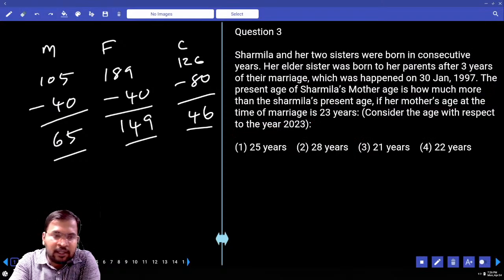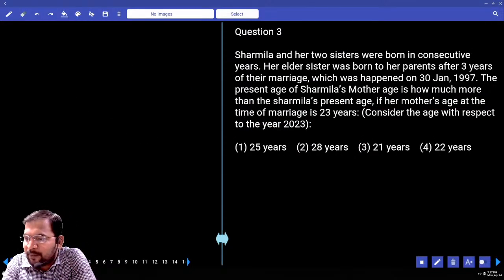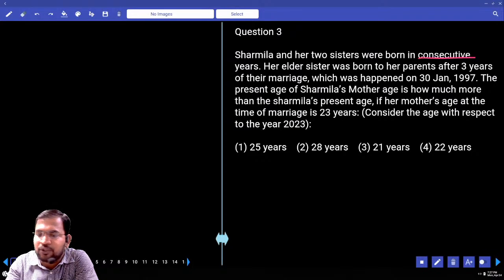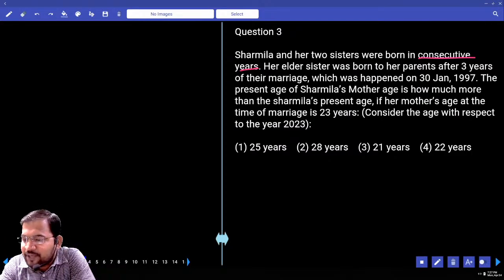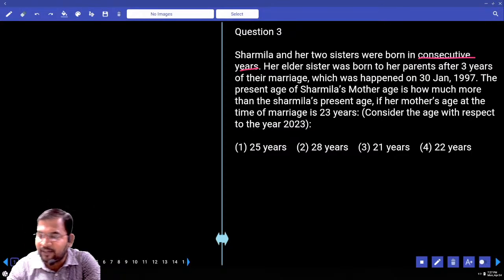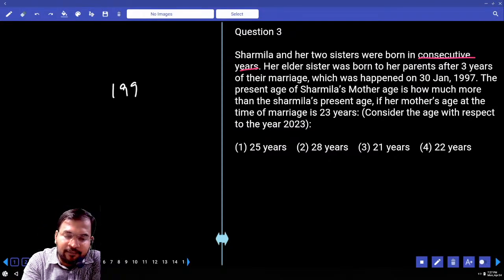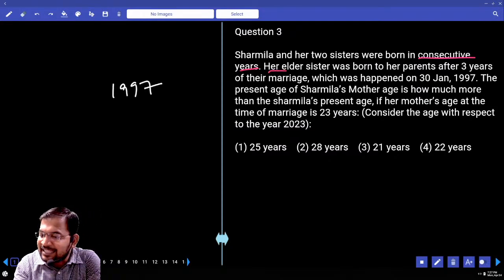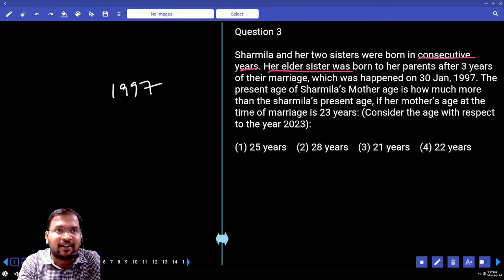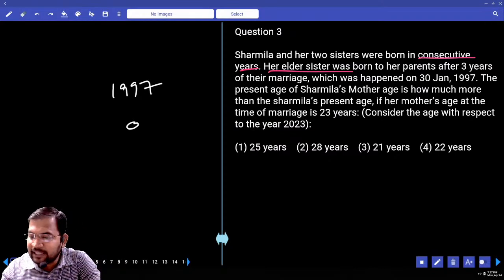Next question. Sharmila and her two sisters were born in consecutive years. Do you know consecutive years? So the difference is the same. Consecutive years and continuous years. Her elder sister was born to her parents after 3 years of their marriage, which happened in 1997. 1997, her elder sister was born. Her elder sister, that is nothing but 0. All of you clear? At that time, 1997, her elder sister was born.